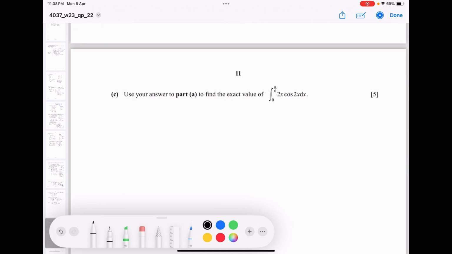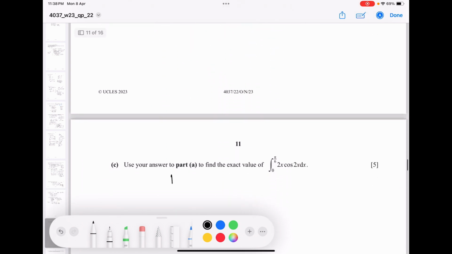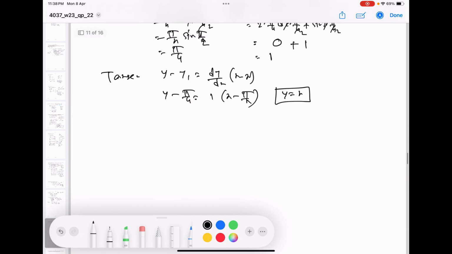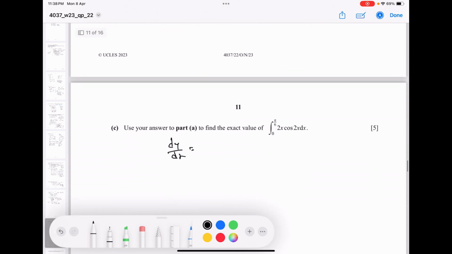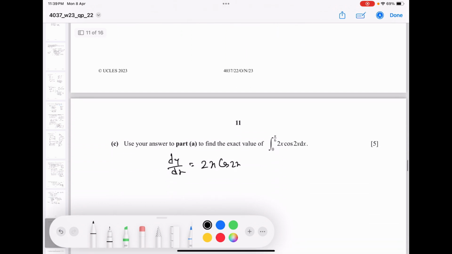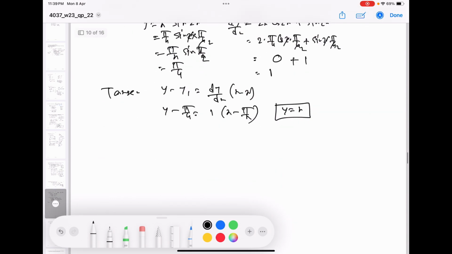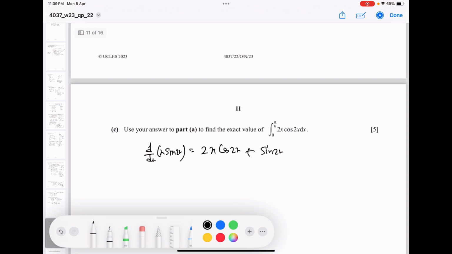Use part A to find the exact value of the integral from 0 to pi by 6 of 2x cos 2x dx. Fine. This completely depends on the previous maths. We know that dy/dx equals 2x cos 2x plus sin 2x, the derivative of x sin 2x. Let me check the question again. x sin 2x.